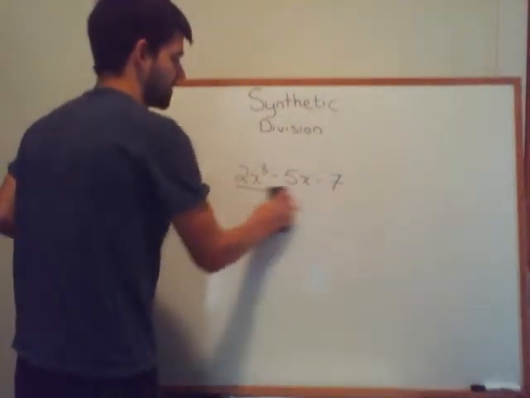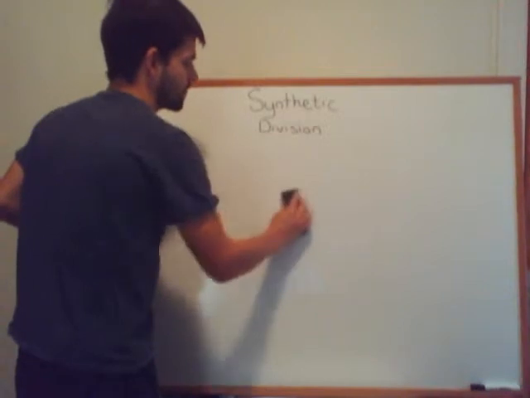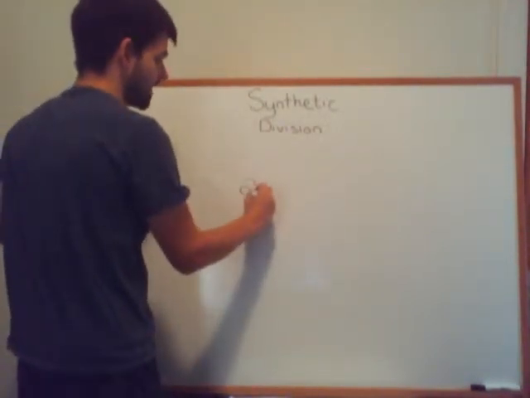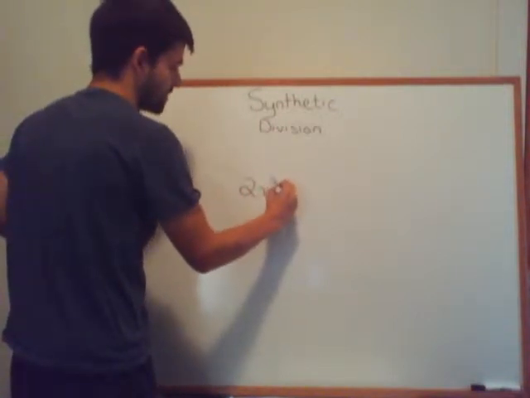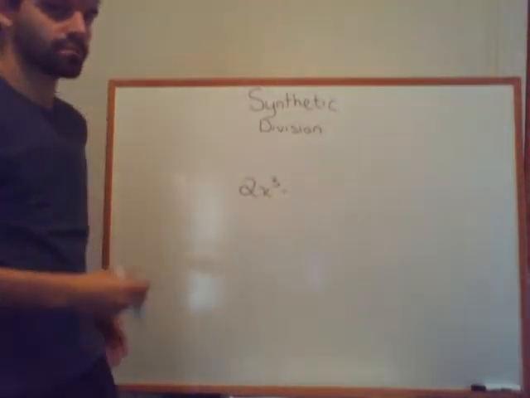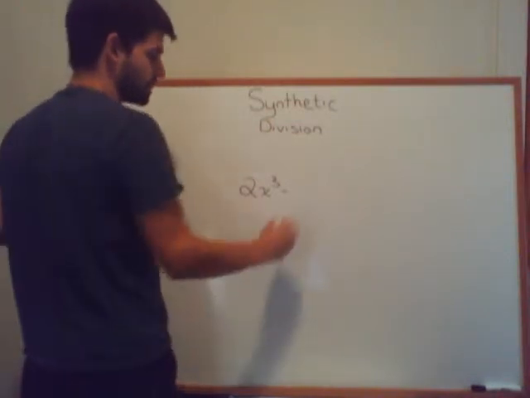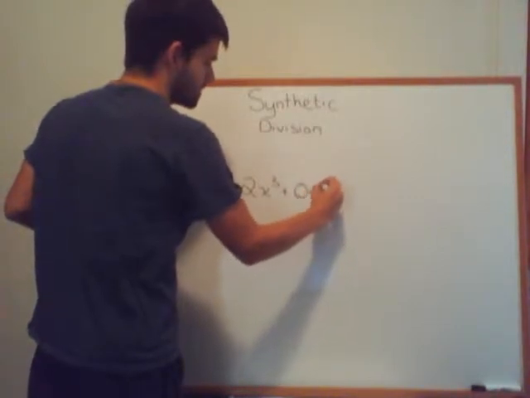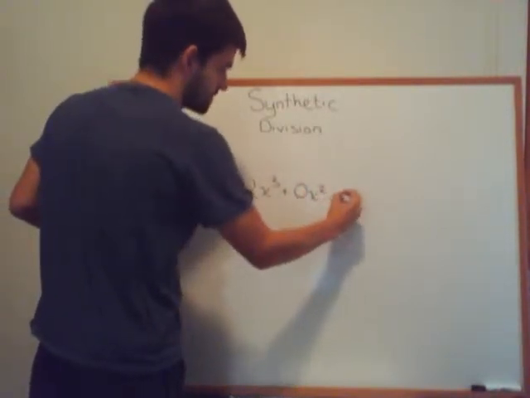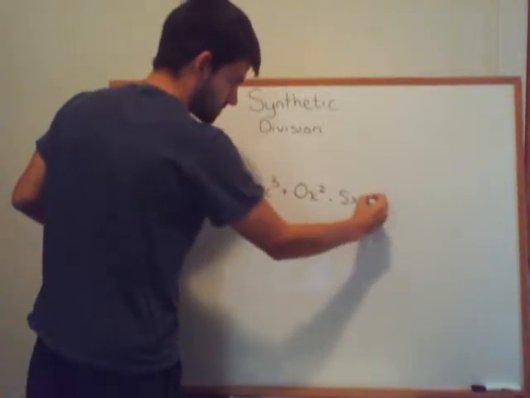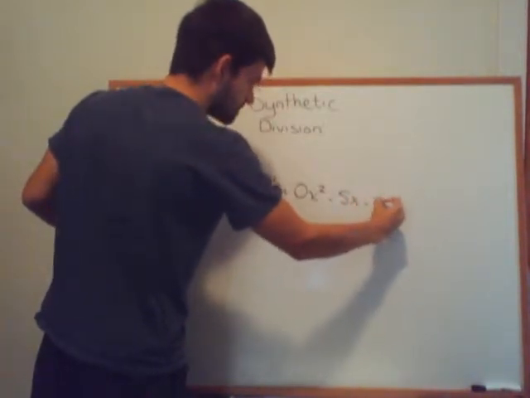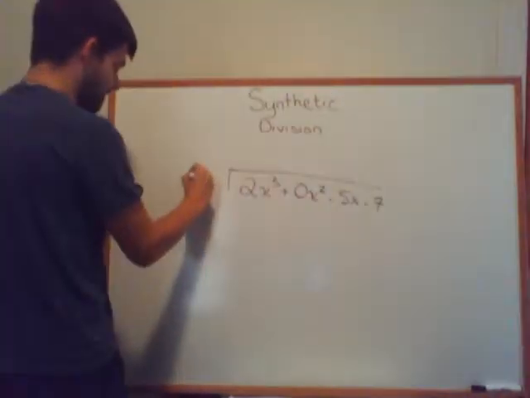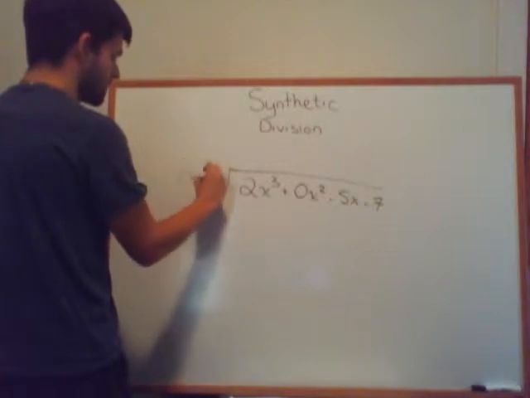So let's start by making it a little bit more organized by rewriting it in a certain way. Whenever I have a term missing, just because it's not in the polynomial itself, go ahead and put a 0 placeholder there just to keep things organized. And again, this is all divided by x minus 2.